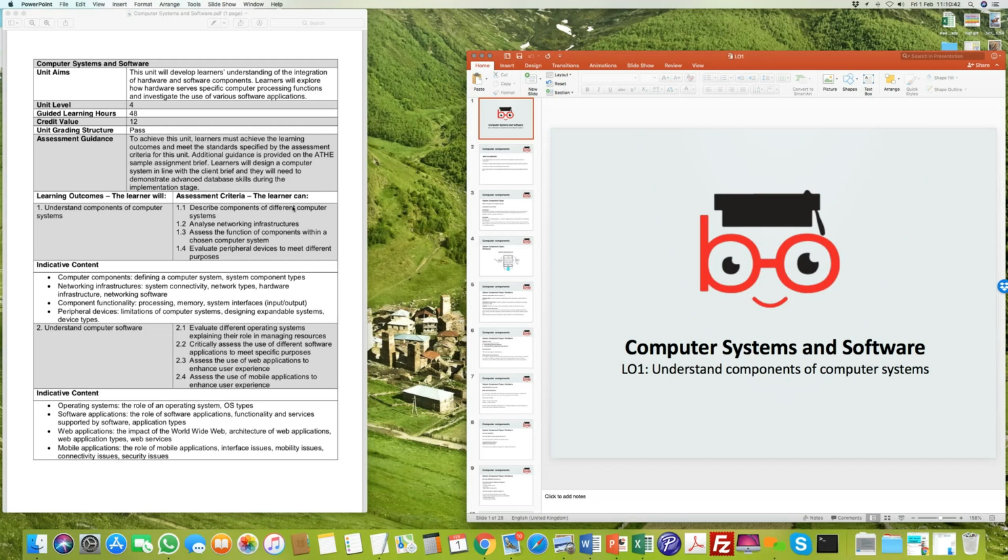The aim of the unit is primarily to help learners who are going on to the IT qualification understand what the components of hardware and software are when we look at a computer system. Now, computer system is a very generic term. When we started off, way back in the early 80s, in the 90s when Windows came out, everything changed from a DOS prompt to a graphical user interface.